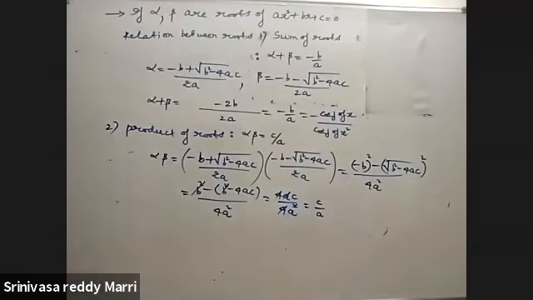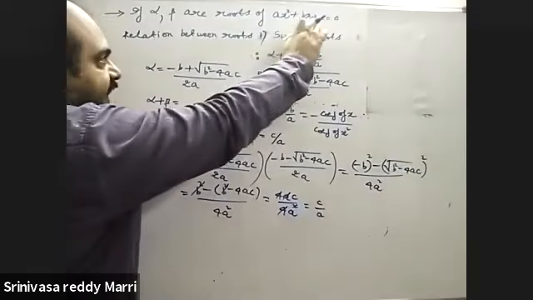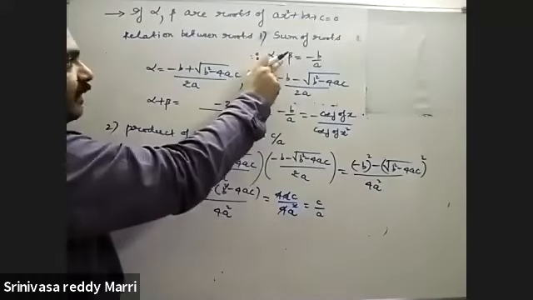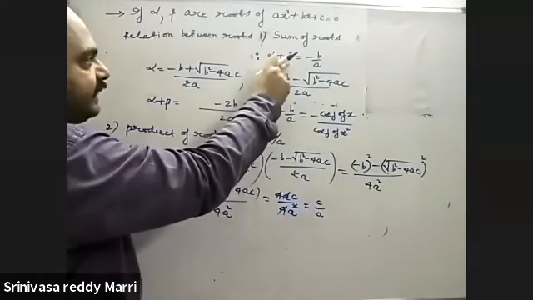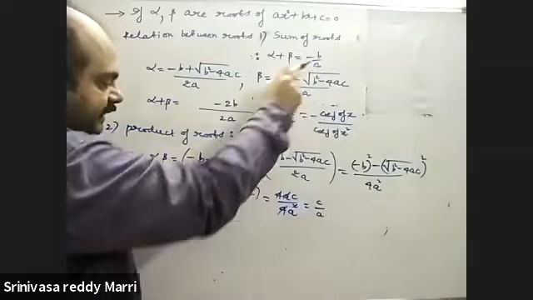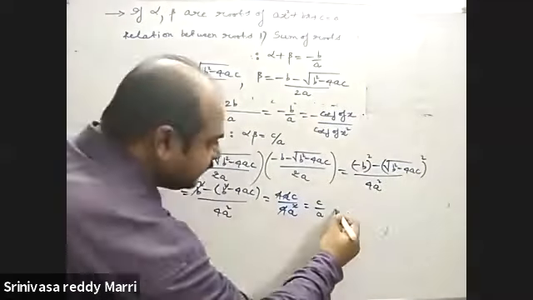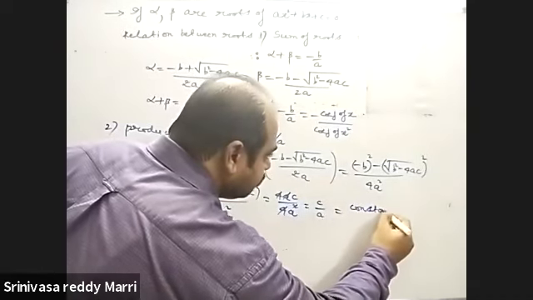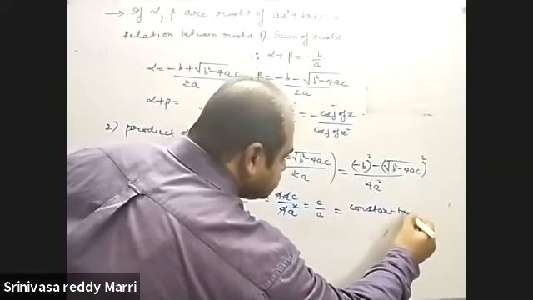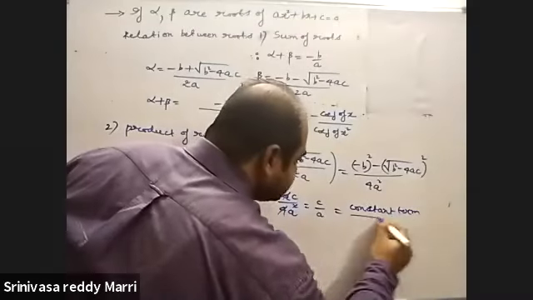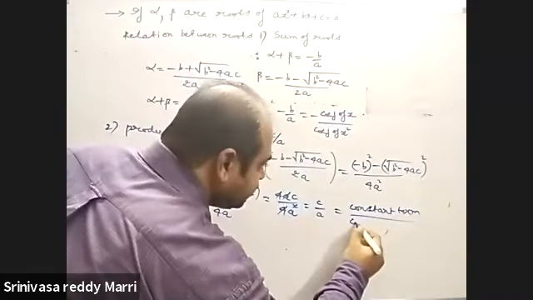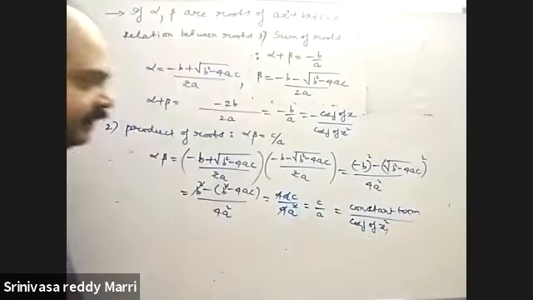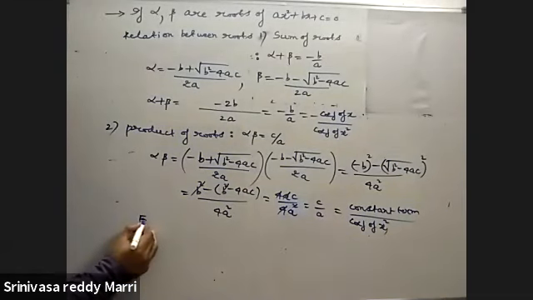What is the result? c by a. So whenever the equation is given, if alpha, beta are the roots, then always the sum of the roots alpha plus beta is nothing but minus b by a, and alpha into beta is nothing but c by a. This is nothing but the constant term c divided by the coefficient of x square.